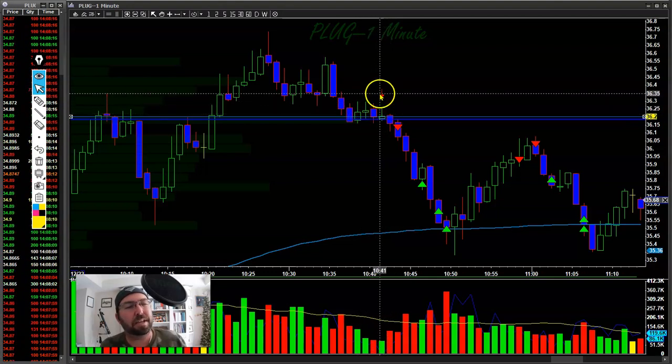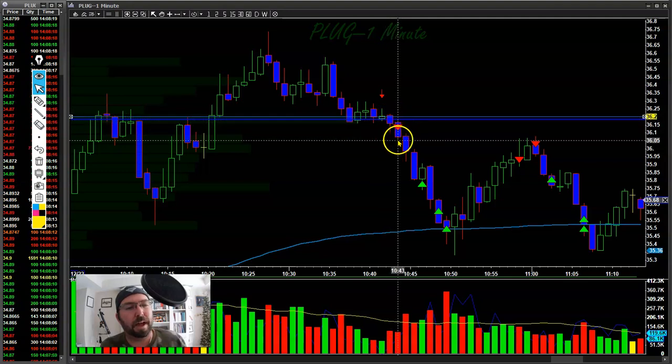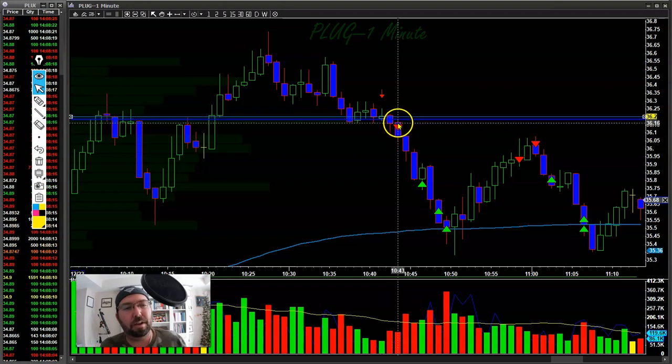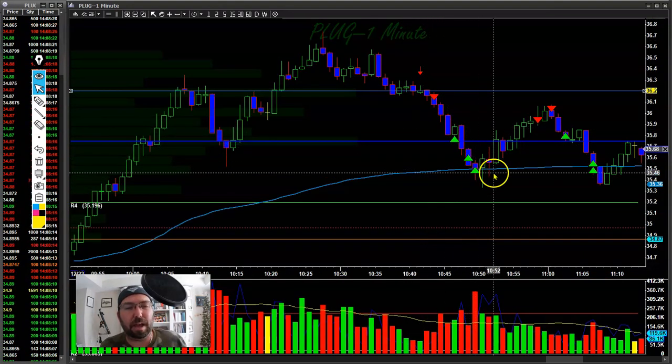So now you can see here I've got my cross. As soon as I make a new low below this level, I go ahead and initiate, I make a new low and I hold the low, right? I go ahead and initiate my short. I get a great move down to VWAP.